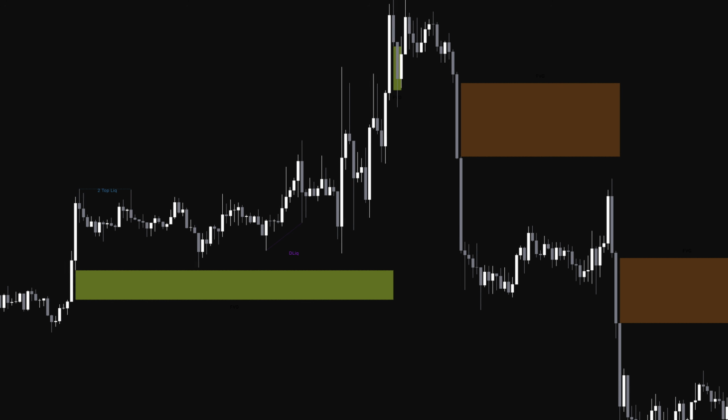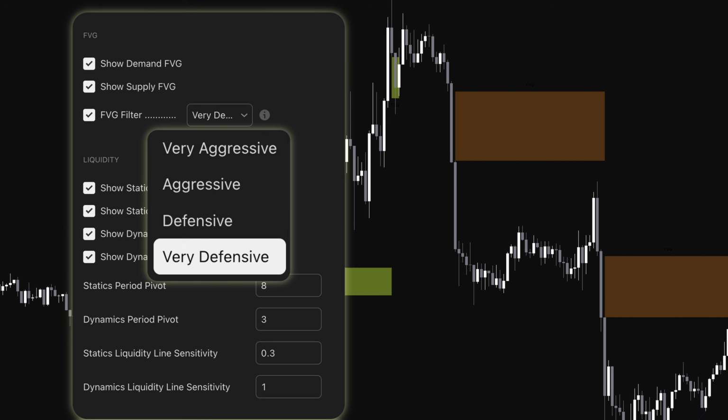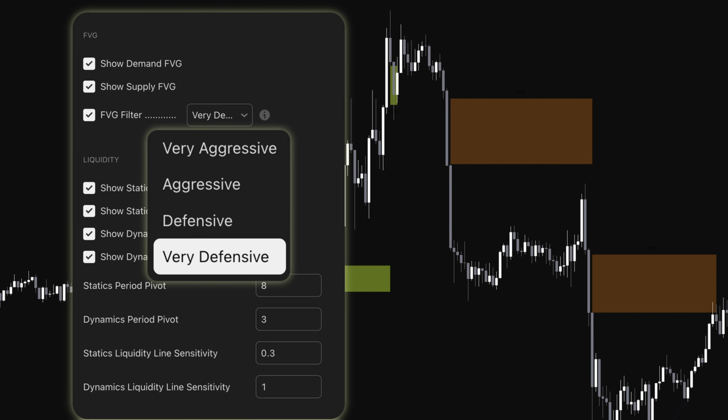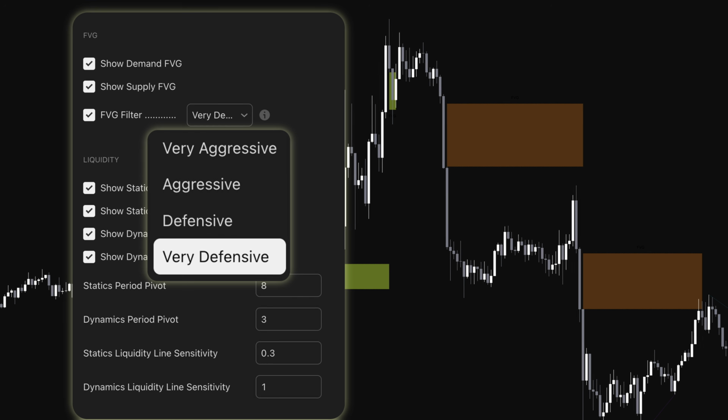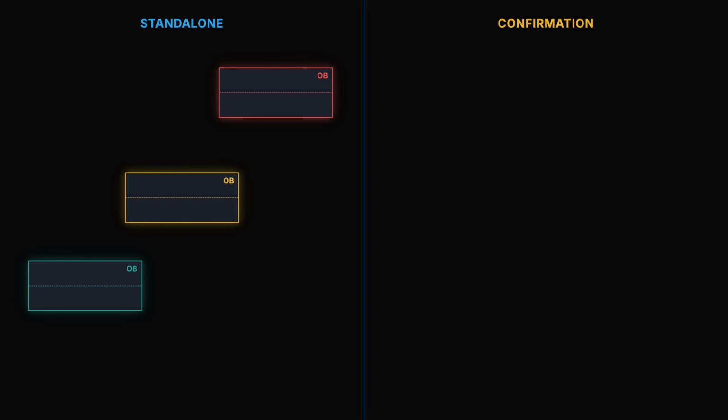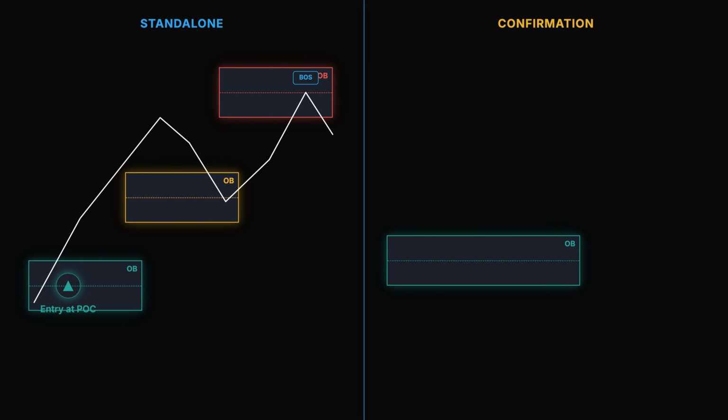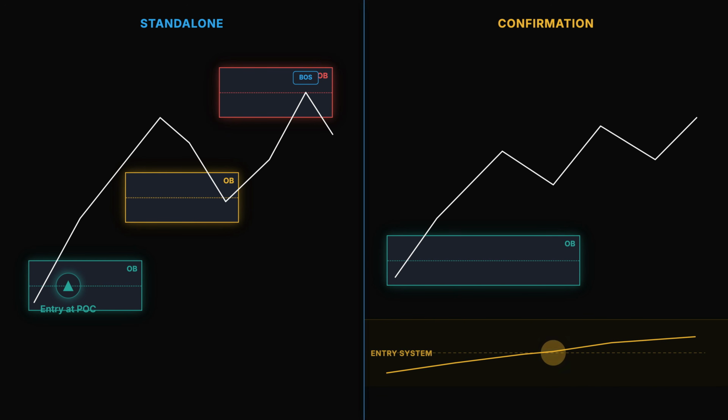Fair value gaps are filtered by minimum width, and the liquidity layer tracks static and dynamic highs and lows with separate sensitivity controls for each. It can function as a standalone tool for traders who already understand SMC methodology, and it sits cleanly alongside a separate entry system if you prefer a confirmation workflow.